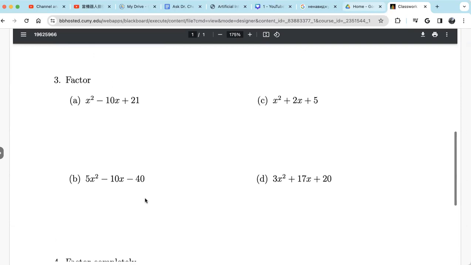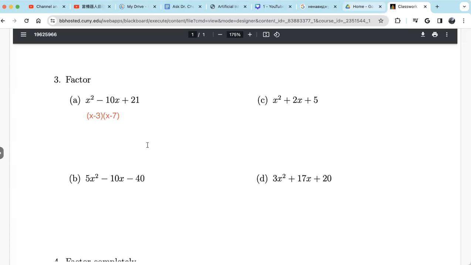Let's see 3. We have a trinomial, right? So x squared minus 10x plus 21. Middle term is negative. The constant term 21 is positive. So that means we want to factor as x minus, x minus. So in this case, we see the minus 3 and minus 7, right? Because negative 3 times negative 7 is 21, positive 21. Negative 3 plus negative 7 is negative 10. So x minus 3 times x minus 7.